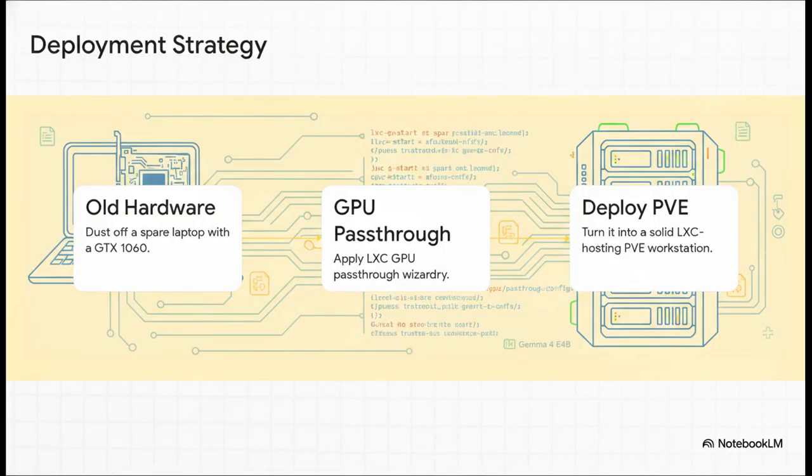Let's move to how this builds into an actual, practical deployment strategy despite those limits. The true beauty of this PLE architecture is that it revives dead hardware. Step 1, you can literally dust off a decade-old laptop sitting in your closet with an old GTX 1060 in it. Step 2, apply a little bit of LXC GPU pass-through wizardry in your hypervisor.